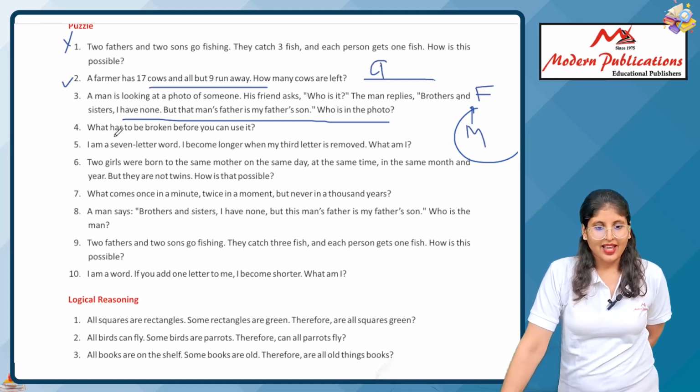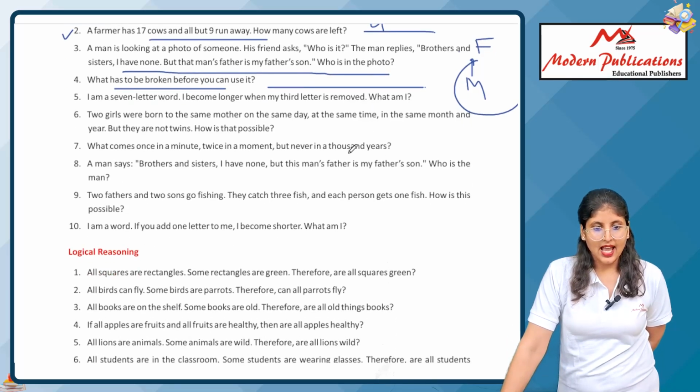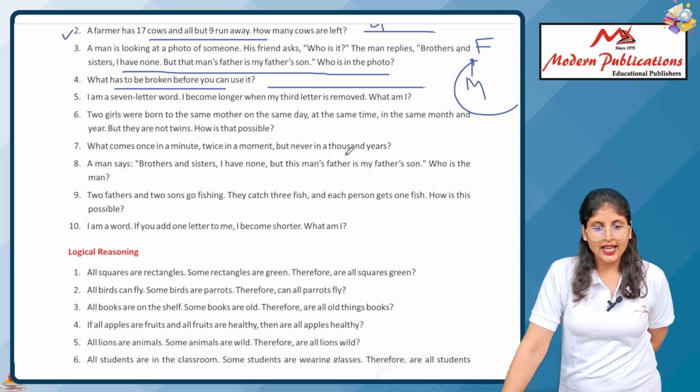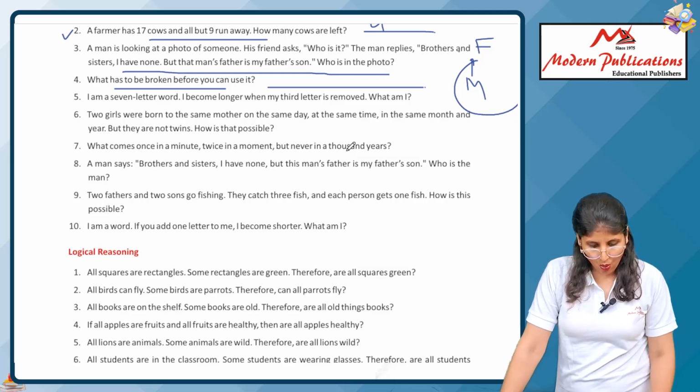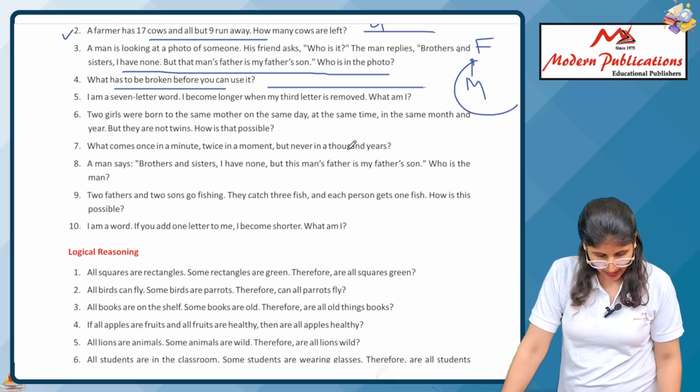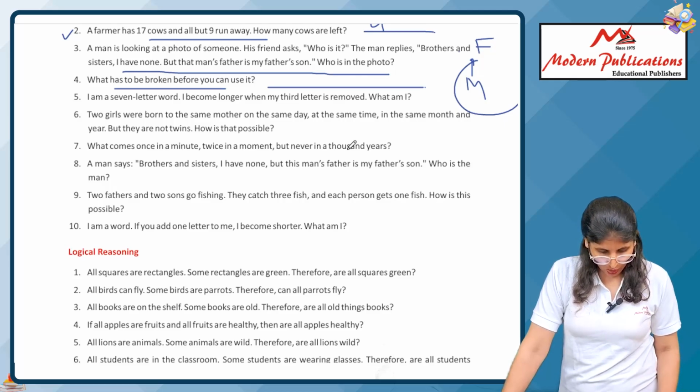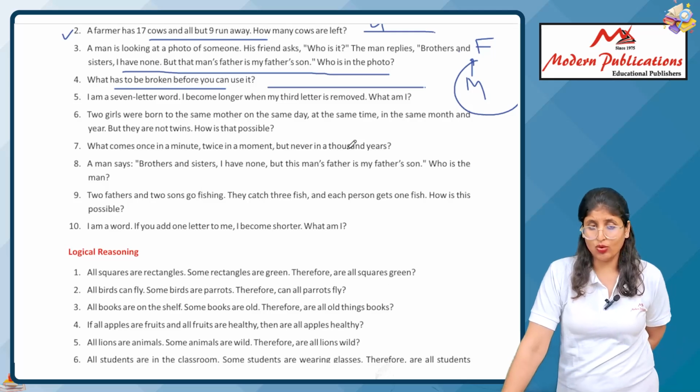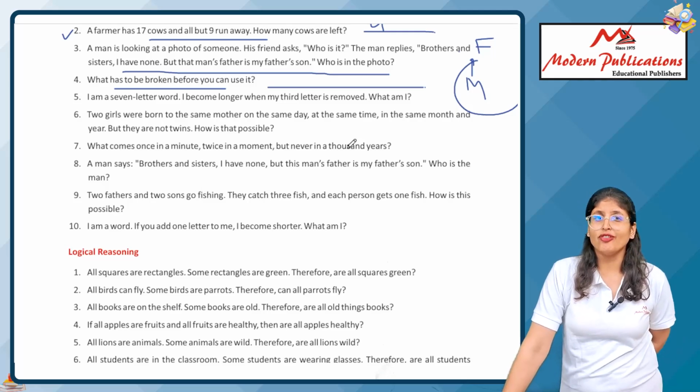Okay. Next, what has to be broken before you can use it? Silence. Okay. Next, I am a 7-letter word. I become longer when my third letter is removed. Who am I? If you remove it, then it becomes longer.